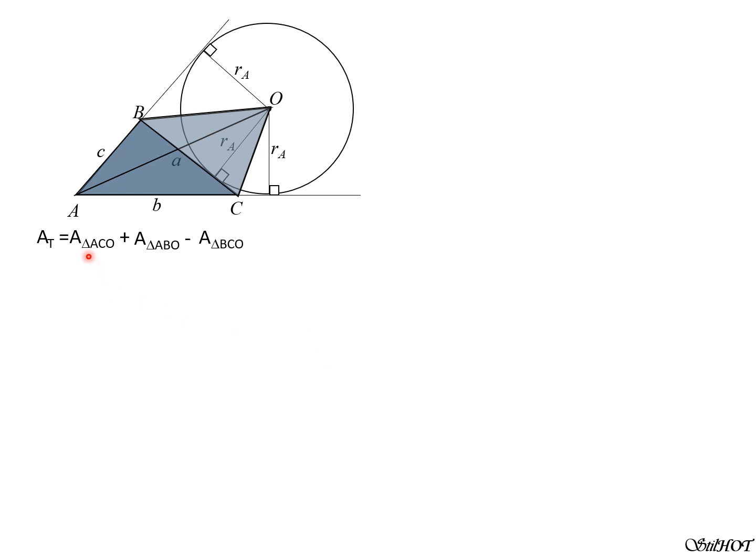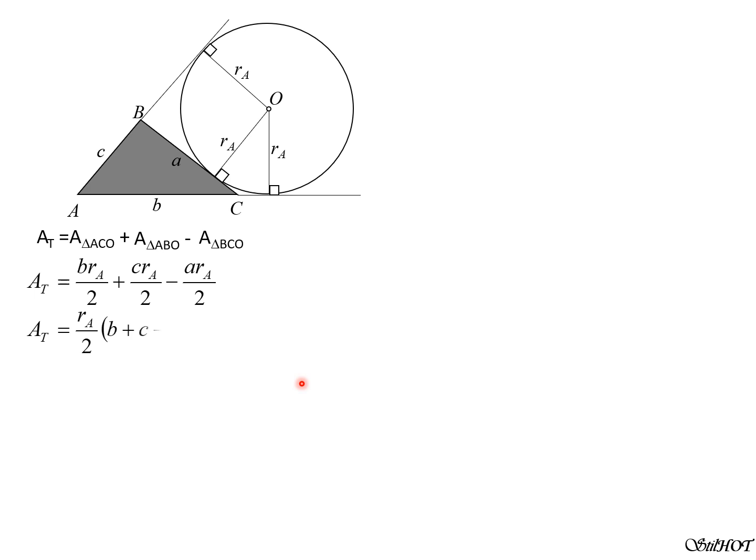So the area of triangle ACO is 1/2 B times R sub A. The area of triangle ABO is 1/2 C times R sub A. Then minus area of triangle BCO, 1/2 of A times R sub A. Factor out R sub A over 2, then we'll have quantity B plus C minus A, which can be written as A plus B plus C minus 2A. So area of triangle is R sub A over 2, quantity A plus B plus C minus 2A.